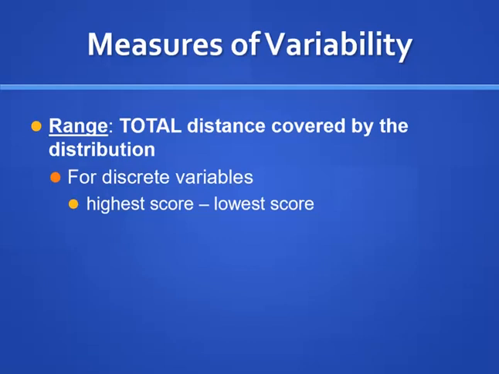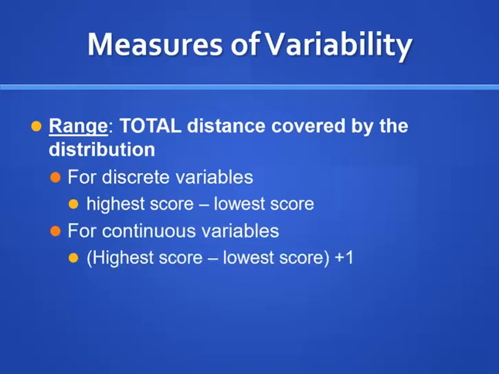The number of television sets that you have in your home. You might have 0 TVs, 1, 2, 3, whatever, but you don't have 3.7 televisions. The television is an indivisible unit. It is a discrete piece of data. And so if you are computing the range for discrete data, you simply take the highest score minus the lowest score. So it's quite simple.